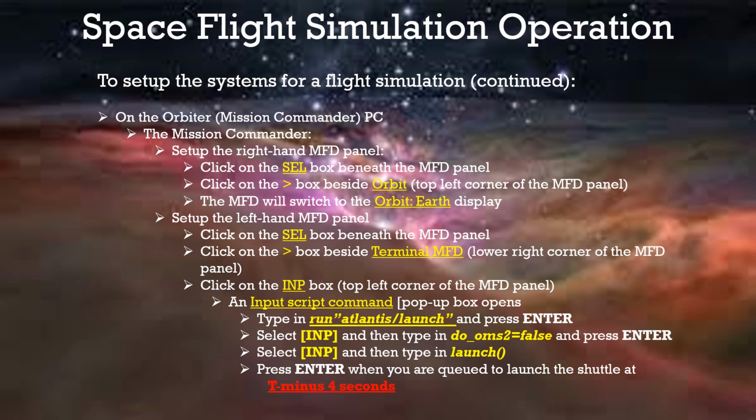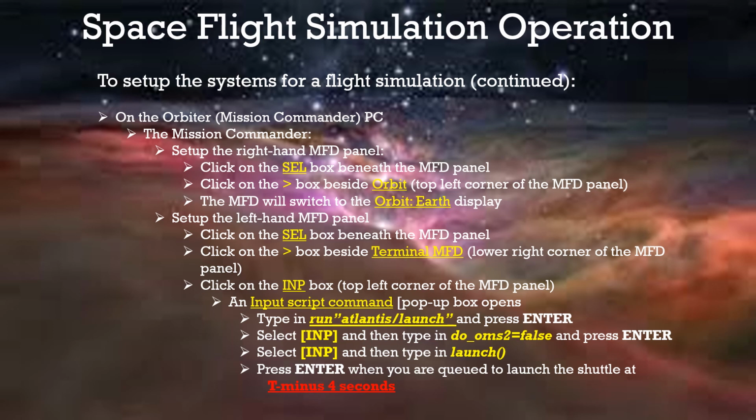Now, once you click on the INP box, an input script command pop-up box will open. That's contained within the middle of the screen. Now, this is where you'll need to type some commands. The first thing you want to do is type run double quote Atlantis / launch double quote, and that's all together. So it's run double quote ATLANTIS / LAUNCH double quote. Then press enter.